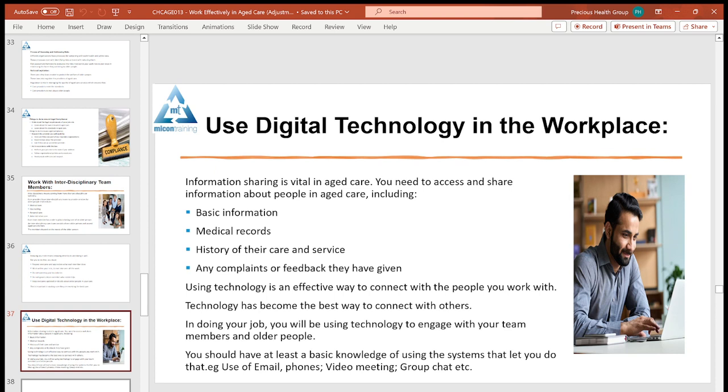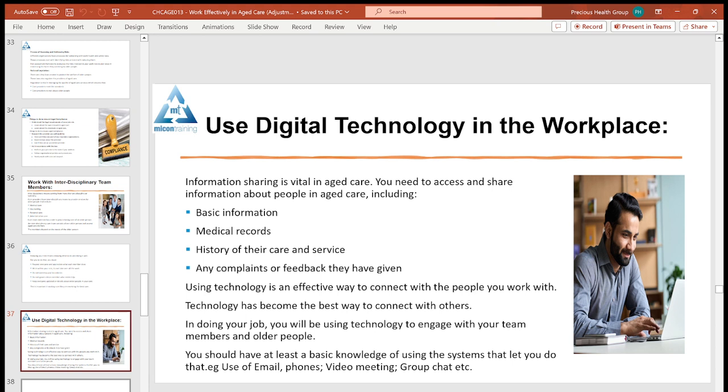Today we are using a lot of technology in the workplace, and being part of a very big team, information sharing is vital. So you need to share information about the aged care client, and this might include basic information, medical records, history of their care and services, and any kind of complaint or feedback that is expected. Using technology is an effective way of connecting with all these multidisciplinary team members, and technology has become the best way to connect with one another.